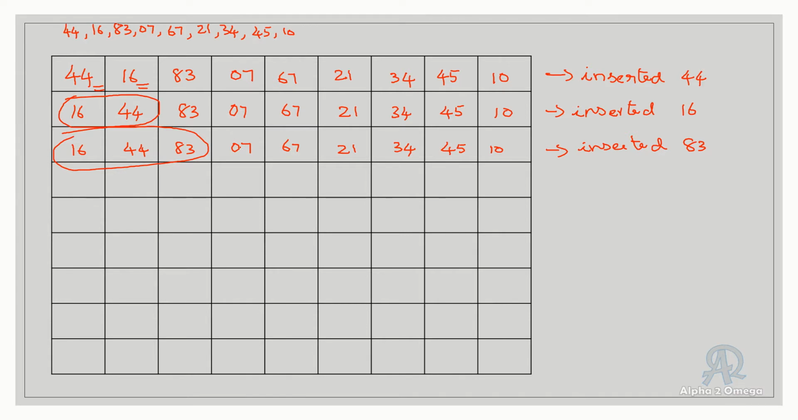So it will check now. 7 will be compared to 16. It will be compared to 44. It will be compared to 83. Compared to all of these, this is a very small number, isn't it? Compared to all these three, this is a smaller number, right? So this will be pushed to the first position. So it comes here. Right, 7 is inserted into the first position and the others will be moved. One box it will be moving to the right. Okay, so 16. Can you understand? 44, 83, 67, 21, 34. These will all come as they are.